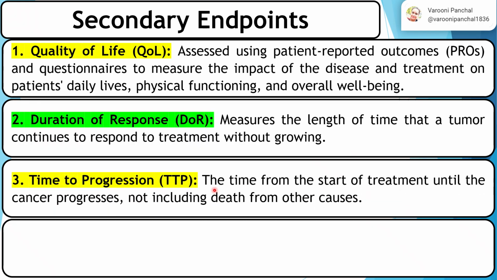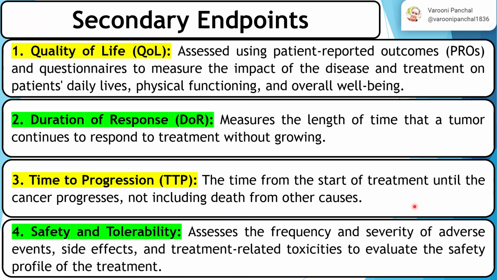Time to progression (TTP) is the time from the start of treatment until the cancer progresses, not including death from other causes. Safety and tolerability assesses the frequency and severity of adverse events, side effects, and treatment-related toxicities to evaluate the safety profile of the treatment.